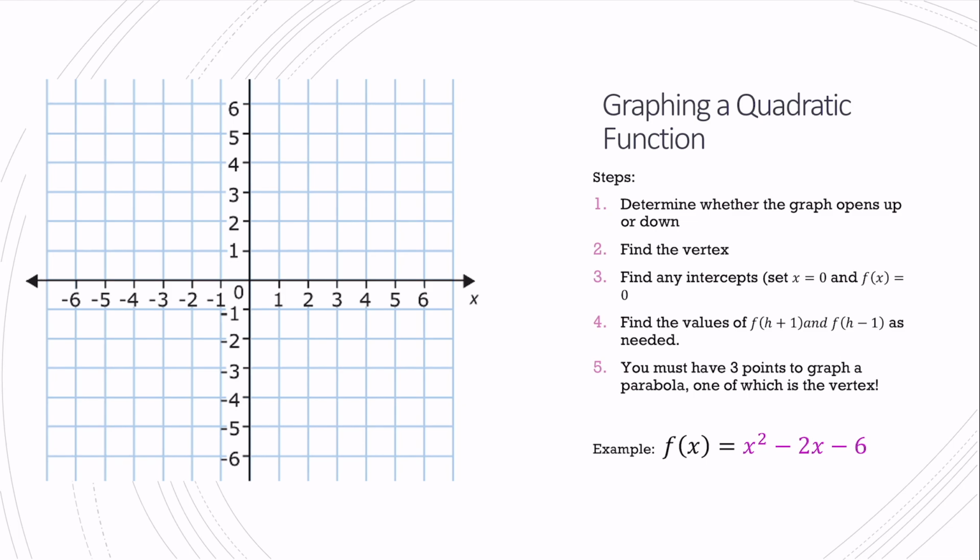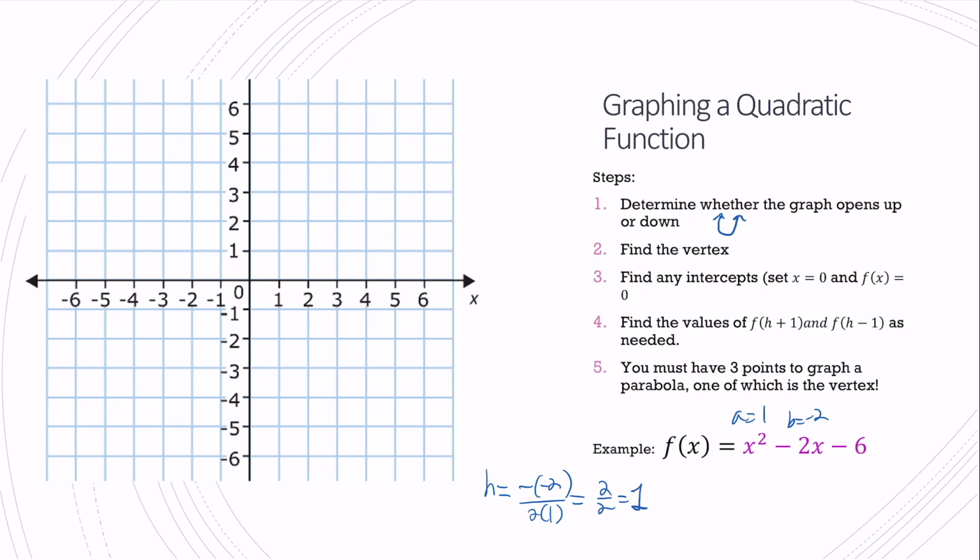So let's practice graphing these quadratic functions. The first thing we need to do is determine whether our graph opens up or down. For this example here, it is going to open up. Then I find the vertex. h equals negative b over 2a. Here my b is negative 2 and my a is 1. So I've got negative negative 2 over 2 times 1. That's going to give me 2 over 2, which is just 1.